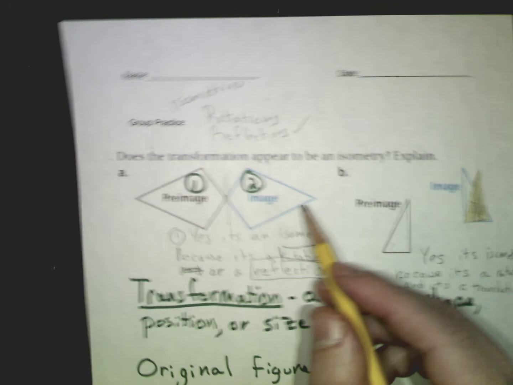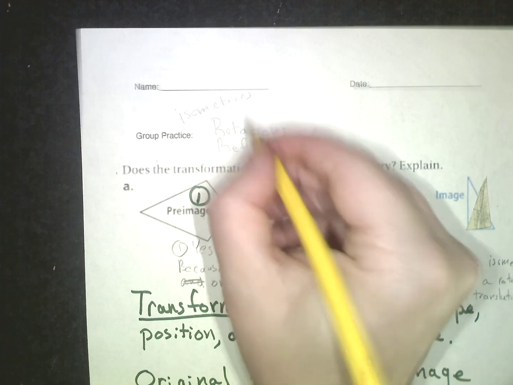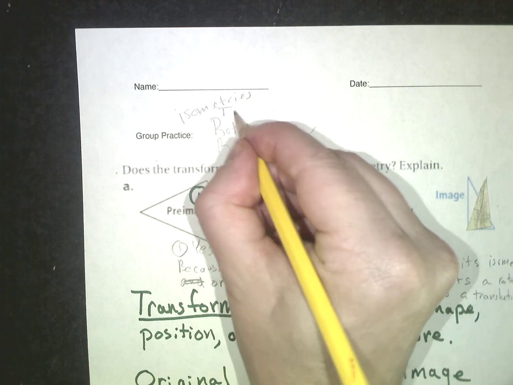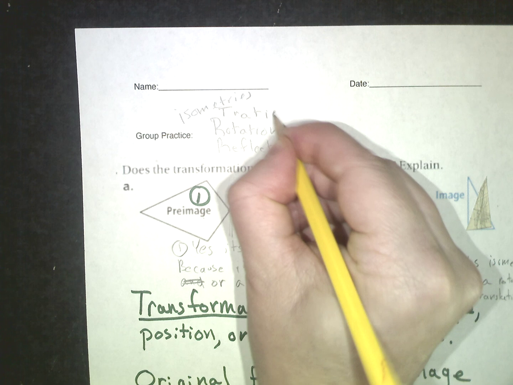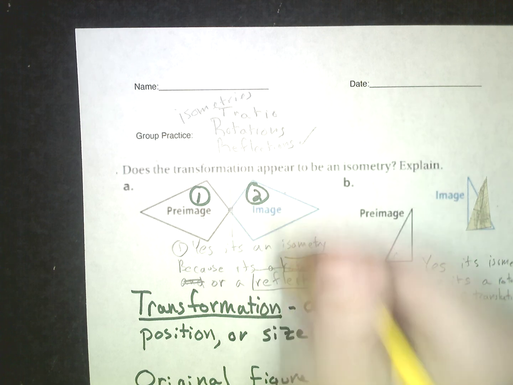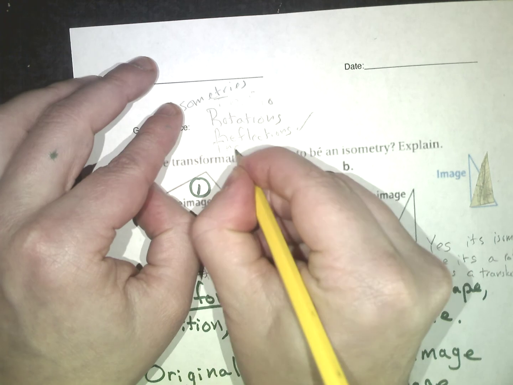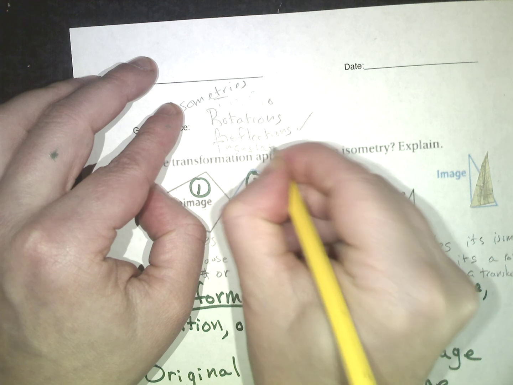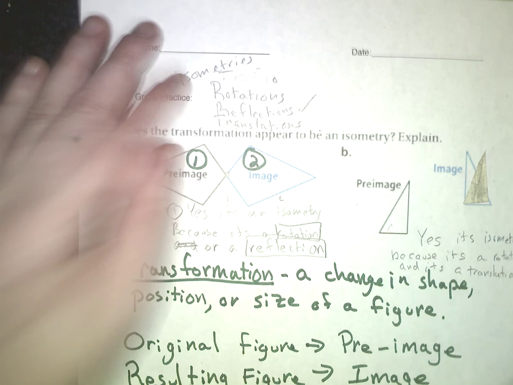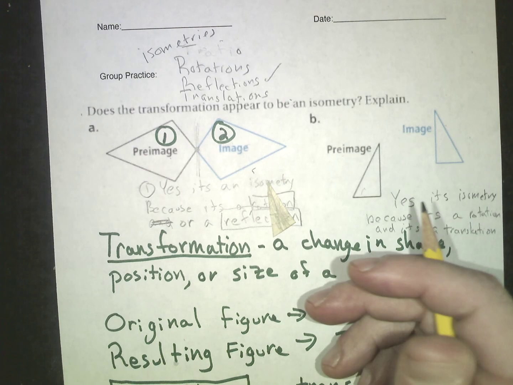So the types of movements that are isometries are rotations, reflections, and, let me spell this right, you know, I'm not an English teacher, translations. So you can flip something, you could rotate something, and you could move something.